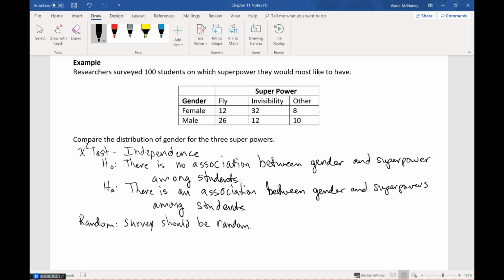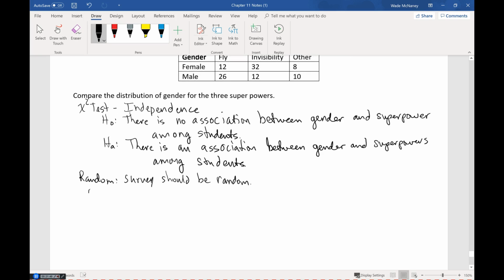Now, if you were going to question this test, what's the first thing that you would go question? Whether or not that survey was gathered randomly. Okay, so then the next condition is the 10% condition. So what's my sample size in this? 100 is less than 10% of what's my population? All students.